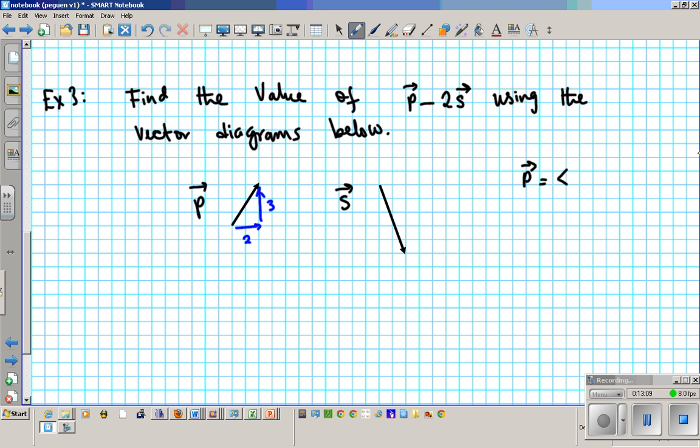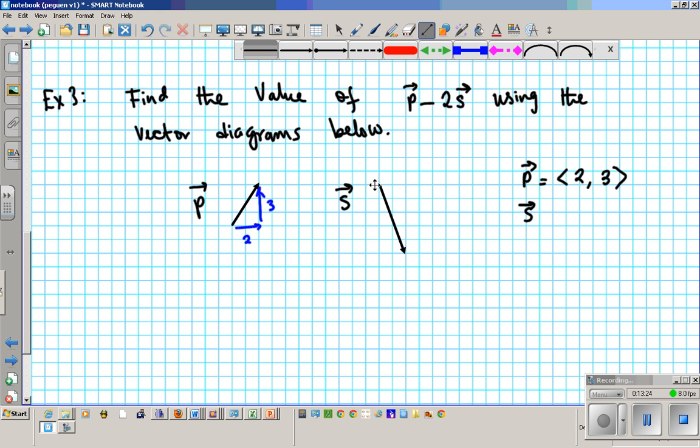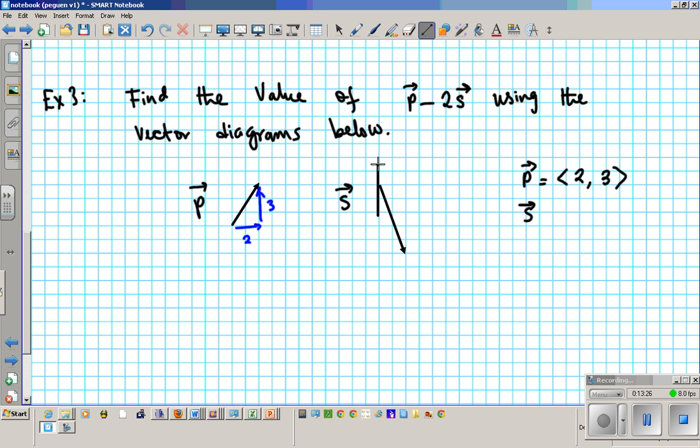So on the x coordinate is 2, and on the y coordinate is 3. So 2 units to the right and 3 units up, that's vector p. And then vector s, remember we can even put a coordinate system at the base just to help you get your orientation together. So I can put a coordinate system here, and put a coordinate system here, and do the same thing for this one too.